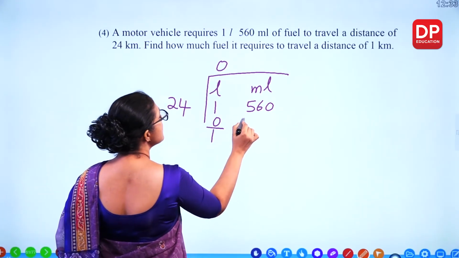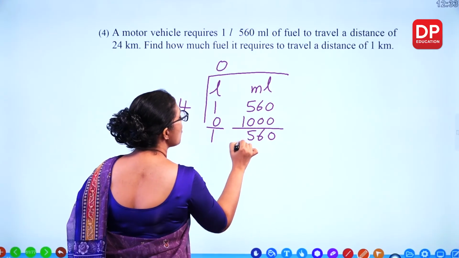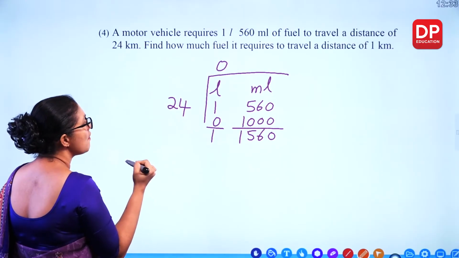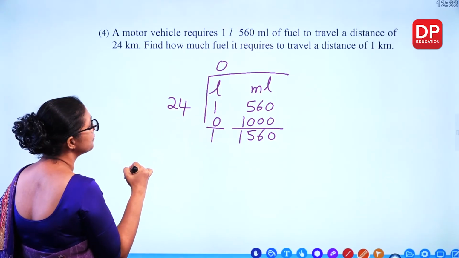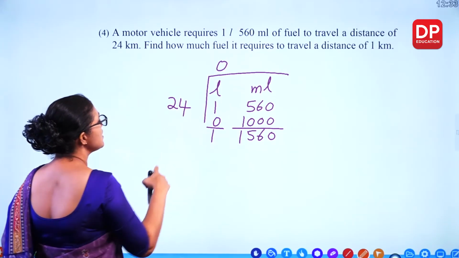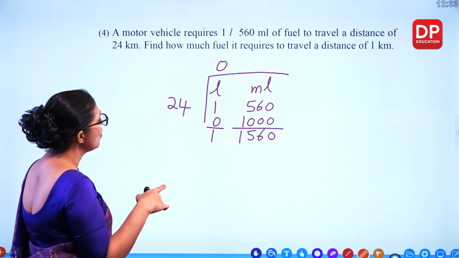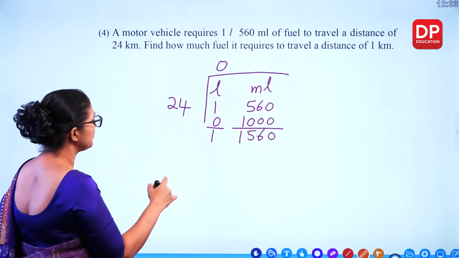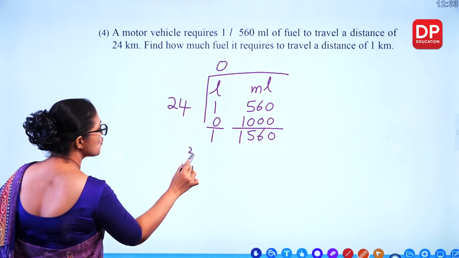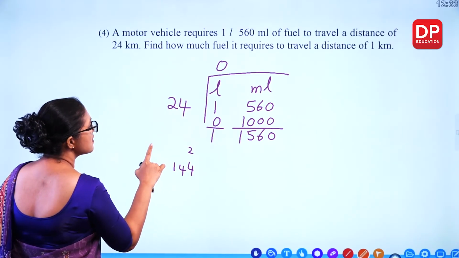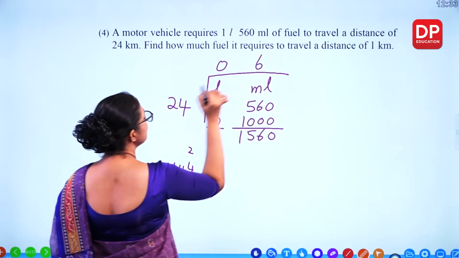1 remaining means this is 1000 milliliters. When you add it, you get 1560. Divide by 24. So when you multiply by 5, what you get? 5 times 4, 20. 5 times 2, 10 plus 2, 12. 120. So what about 6? 6 times 4, 24. 6 times 2, 12 plus 2, 14. 7, you can't. So 6 is the maximum.